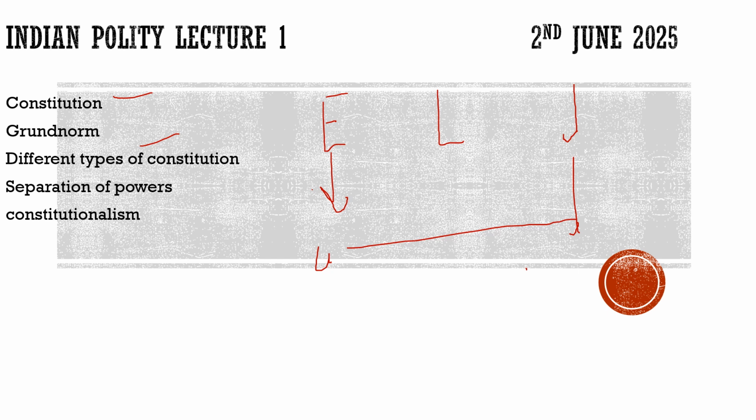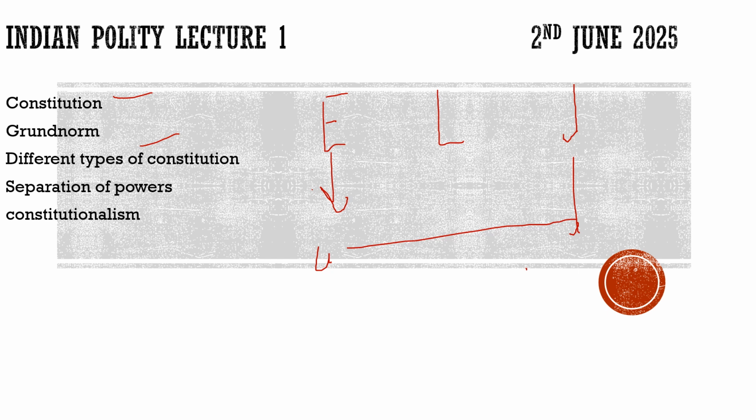What is the domain of the legislature? They discuss the laws, they discuss the bill. What is the domain of the judiciary? They finally review the law, whether it is constitutional or unconstitutional. And these all three have separate powers.